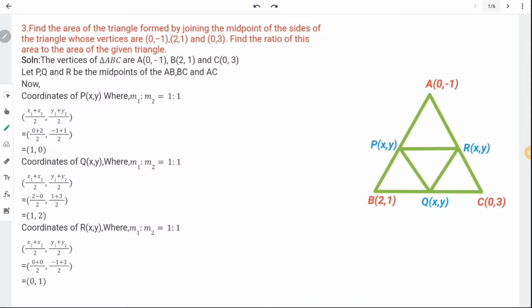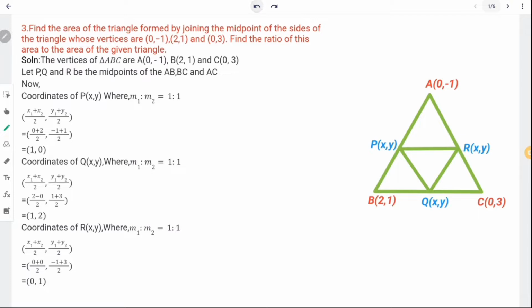Alright, continuing with exercise 7.3, question number 3. Find the area of the triangle. Okay, remember, we're going to find the area of the triangle formed by joining the midpoints of the sides of the triangle whose vertices are (0, -1), (2, 1), and (0, 3). We will also find a ratio between the two triangles.